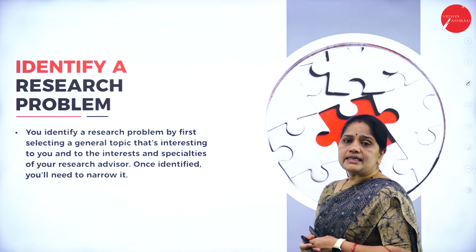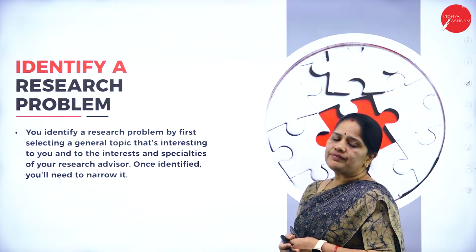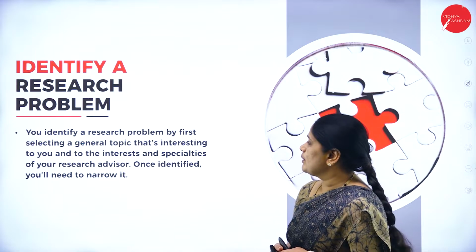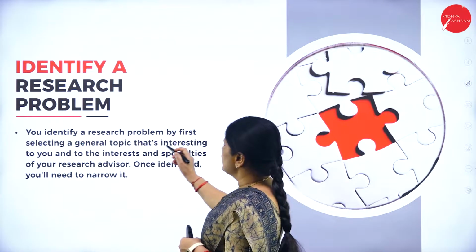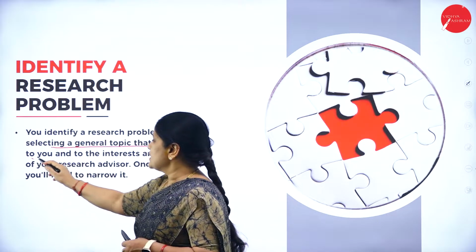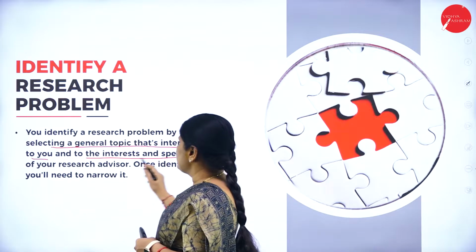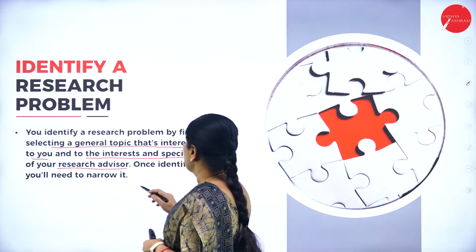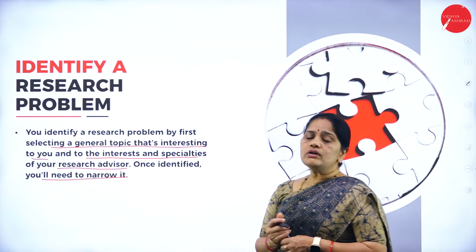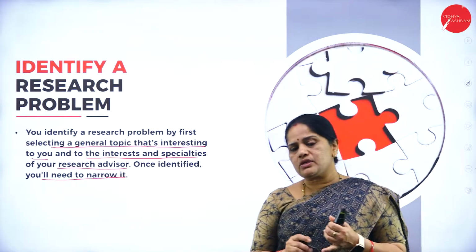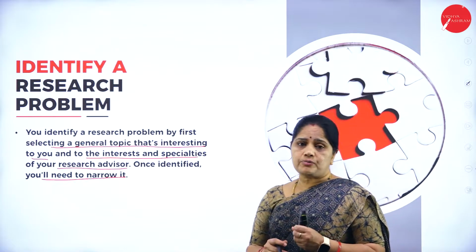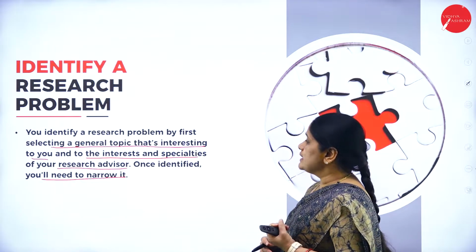Identify a research problem. The first step in the research process is to identify a research problem. You identify a research problem first by selecting a general topic that is interesting to you and to the interests and specialities of a research advisor. Once identified, you will need to narrow it. So the first thing in the process of research is to identify the research problem. So how do you identify the research problem?